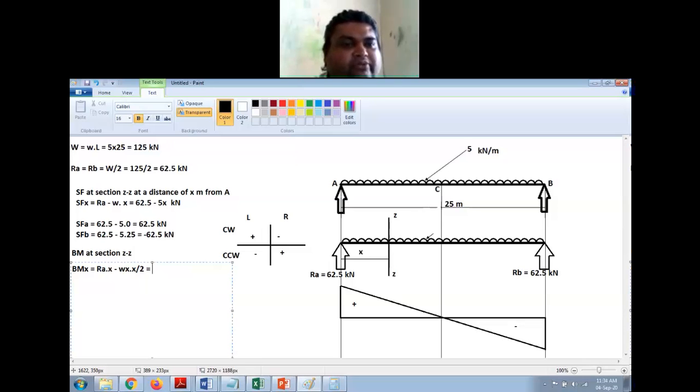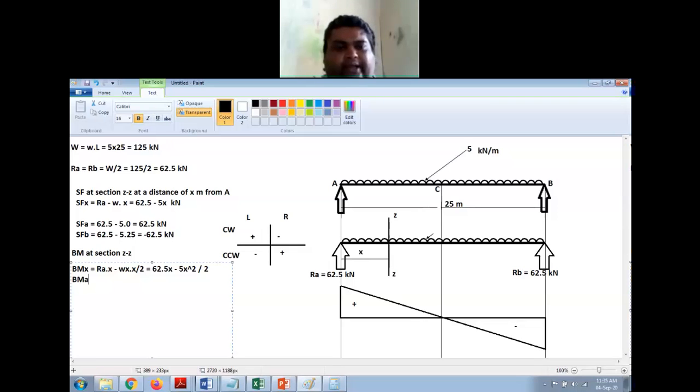So now I will substitute the values in this. So this is 62.5 x minus w is 5 x square by 2, right? So this is my expression. Now in this expression, if I put x is equal to 0 and x is equal to L, I will get the bending moment at this section and this section, right?